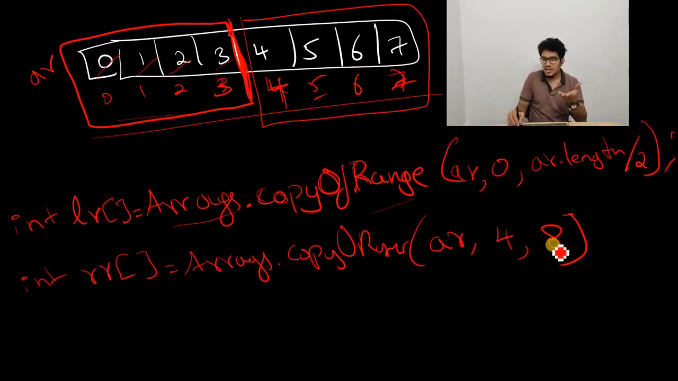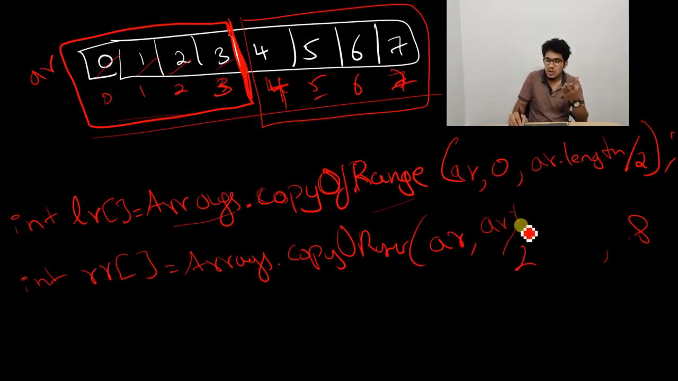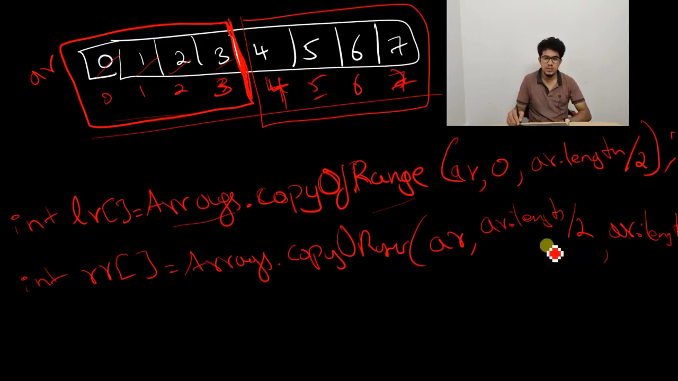What is 4? 4 is nothing but ar.length by 2. You have 4 comma 8, right? 4 is nothing but 8 by 2, which is ar.length by 2. And what is 8? 8 is nothing but directly ar.length only. I hope it is clear. This is what we will do. That's it. Simple concept.